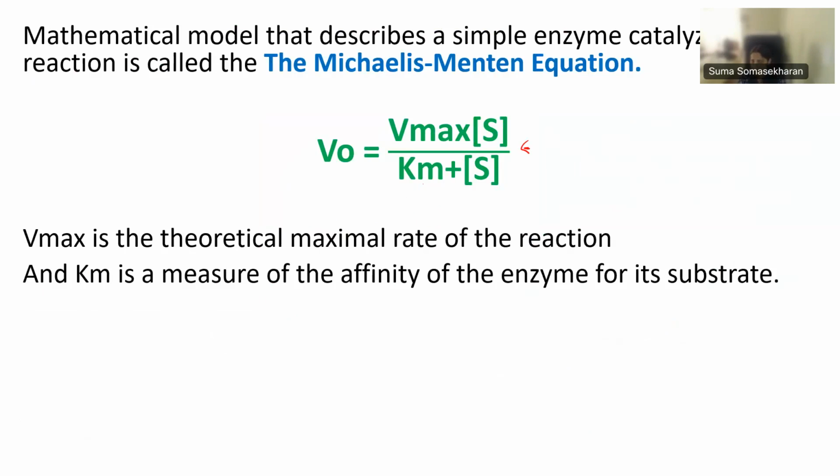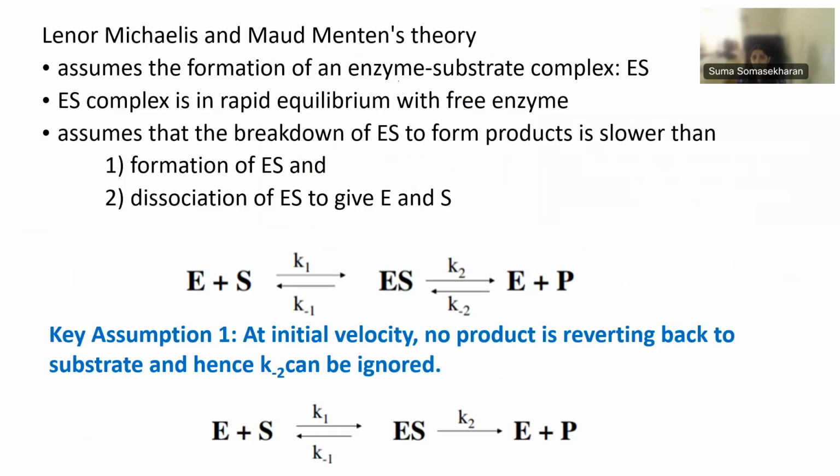In order to understand these constants a little better, let's look at how this Michaelis-Menten equation was derived. Back in the early 1900s, Leonor Michaelis and Maud Menten proposed a theory where they said that when enzyme and substrate come together, they quickly form an enzyme substrate complex, and this relationship attains equilibrium rather quickly, defined by these two rate constants, K1 for the formation of the enzyme substrate complex and K minus 1 for the breakdown of enzyme substrate back to enzyme plus substrate.